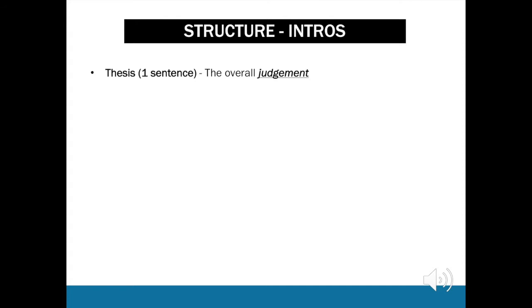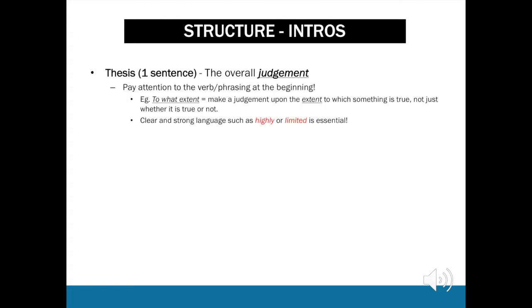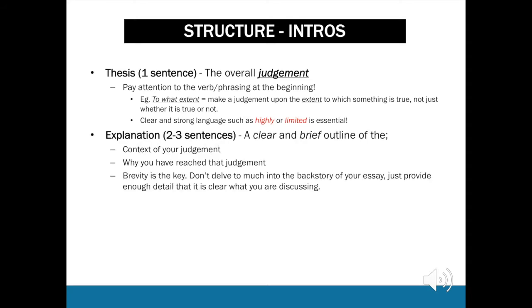Another thing that's important to remember when developing a thesis is to pay attention to the verb and phrasing at the beginning. For example, if the question says to what extent, you need to make a judgment upon to what extent something is true, not whether or not it is true. Therefore, clear and strong language, such as highly and limited, is essential in order to get the top marks.